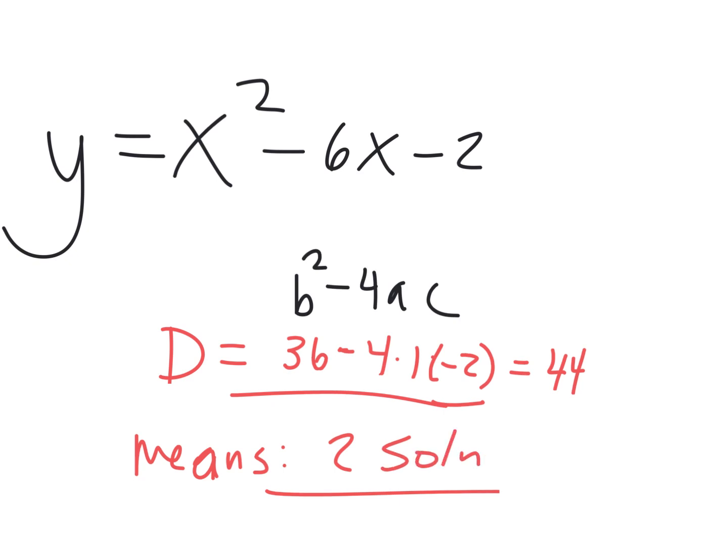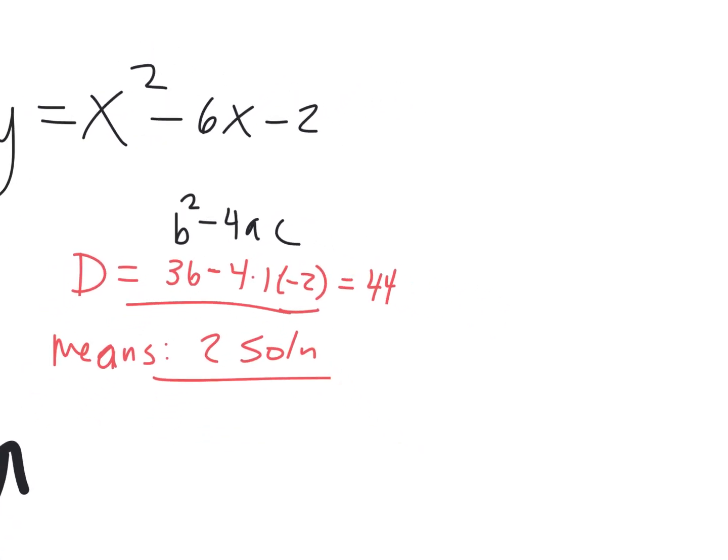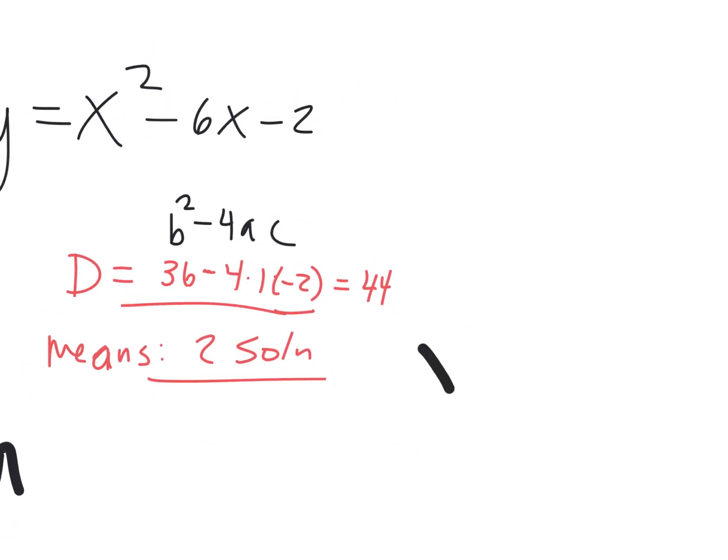Now, if anybody made me actually give the solutions, I just want to show you how easy it would be. Well, then I'd be like, so you really wanted me to do the whole quadratic formula. So then that's negative b, which would be 6, plus or minus. And the cool thing is I already did all of that. It's 44. I'm just copying that in.